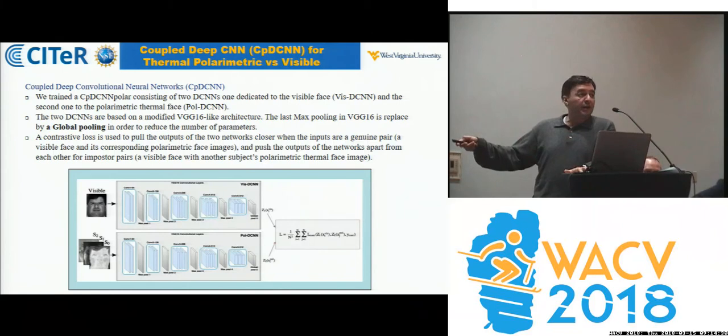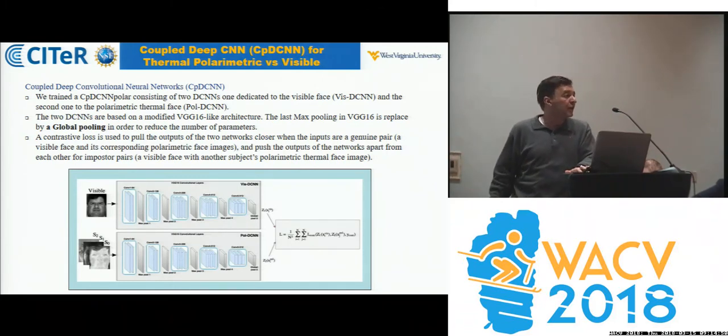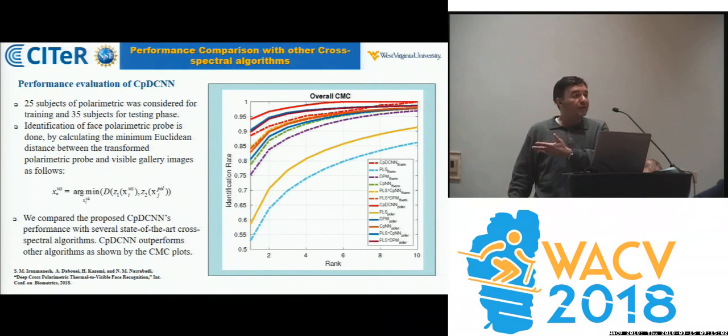Again, we don't do the whole image, because we don't have enough training data. We do it on blocks of 40 by 40 overlapping images. The goal here is again the same. Given the visible imagery, you get a Z1. With the thermal and the polarimetric information, you get a Z2. The goal of the contrastive loss is to force these two to be as close as possible. There are lots of ways you can do this besides contrastive loss: you can do triplet loss, you can do center loss, or a combination of these, and people have done that in the computer vision arena.